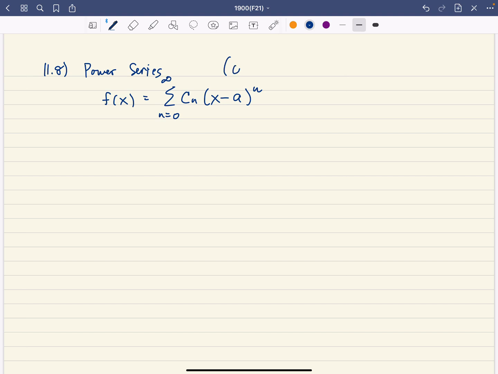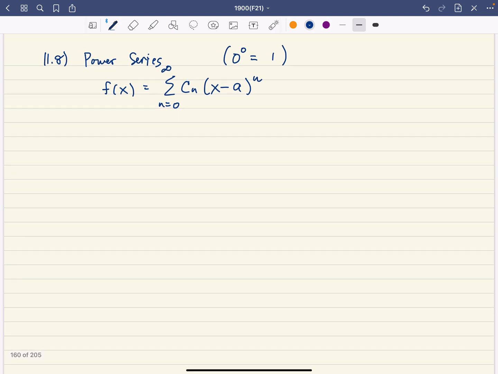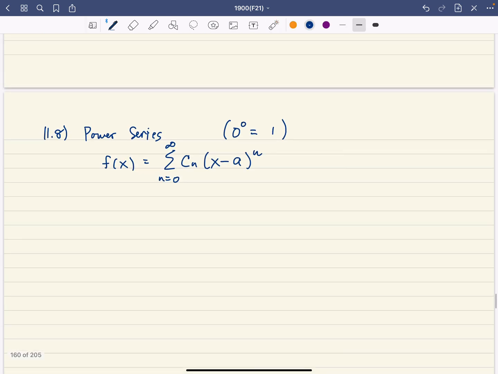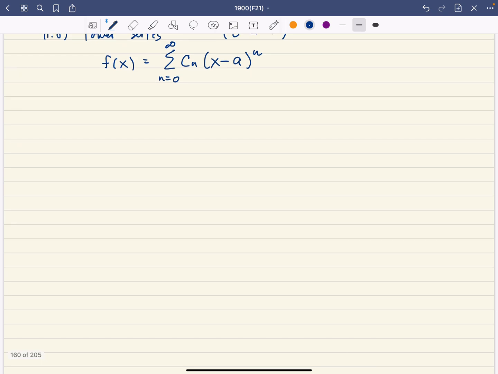In this section and in the following sections, just in case it comes up, by convention we let 0 to the 0 equal 1. Even though technically 0 to the 0 is indeterminate, we're letting it be 1 in this case, because that's what it should be when we're talking about power series. Maybe there are other situations where it should be something else, but for now 0 to the 0 is 1. That comes up because if you plug in the value x equals a, you would have 0 to the n, where n starts at 0, and you have a 0 to the 0 term. So it's natural to let 0 to the 0 be 1.